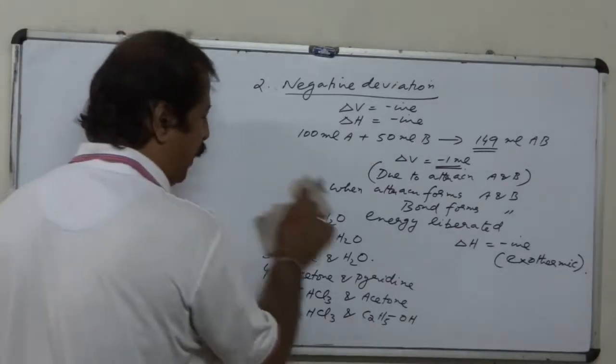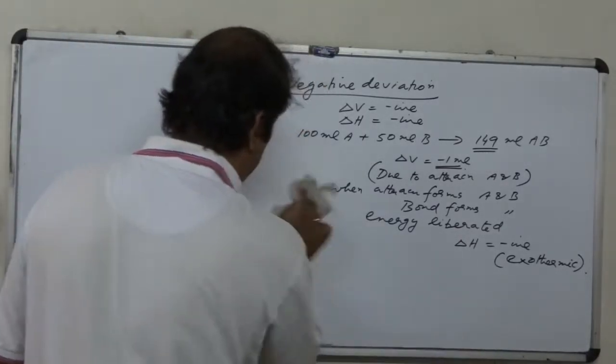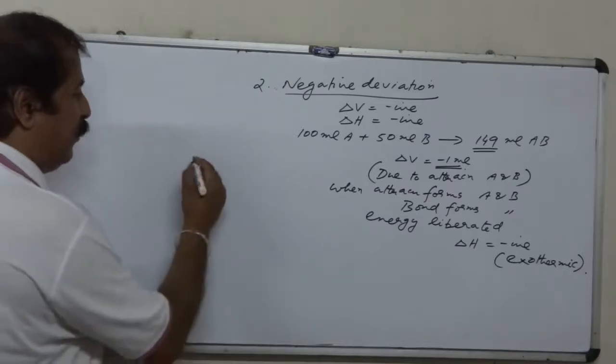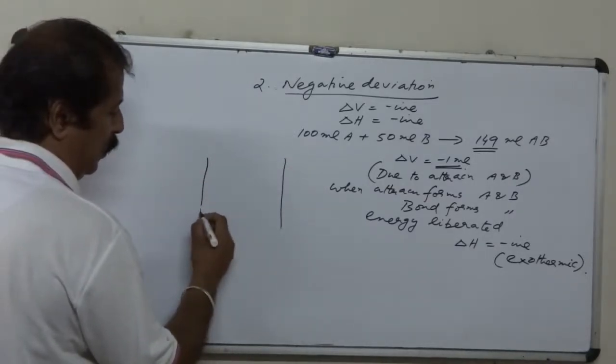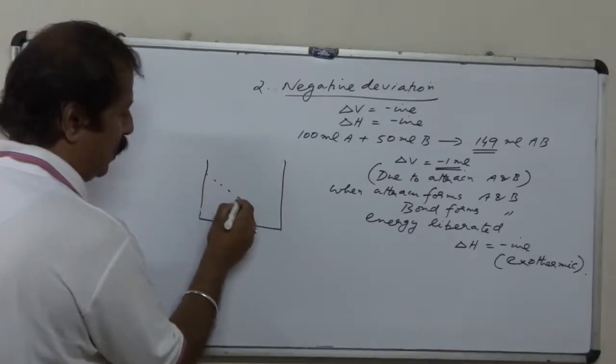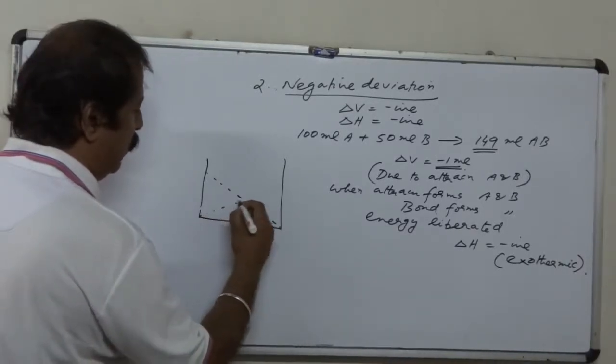We will see the graphical representation of negative deviation. The graphical representation is this. You know, this is a solution which shows ideal behavior.